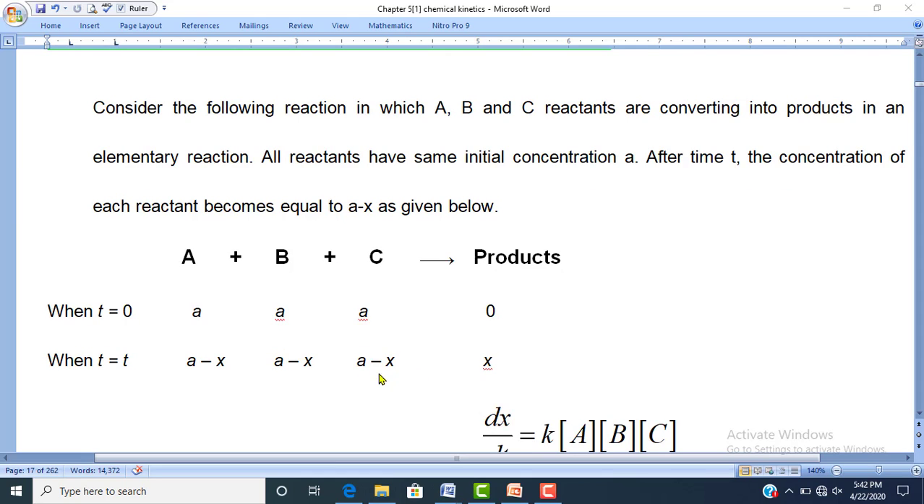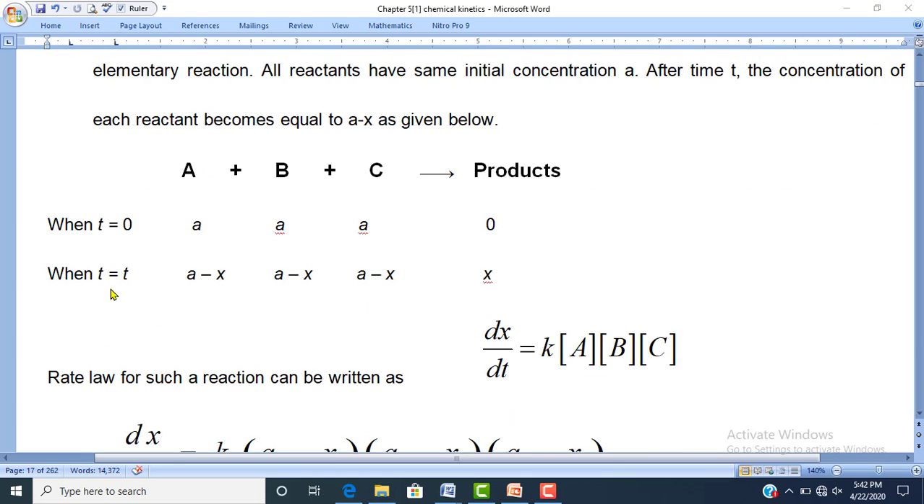But when some time has passed, after a few seconds, a few minutes, a few hours, when time is equal to t seconds, what happened? Then x mole of the products have been produced. Obviously, this x mole of the products have been produced from the reactants A, B, C.